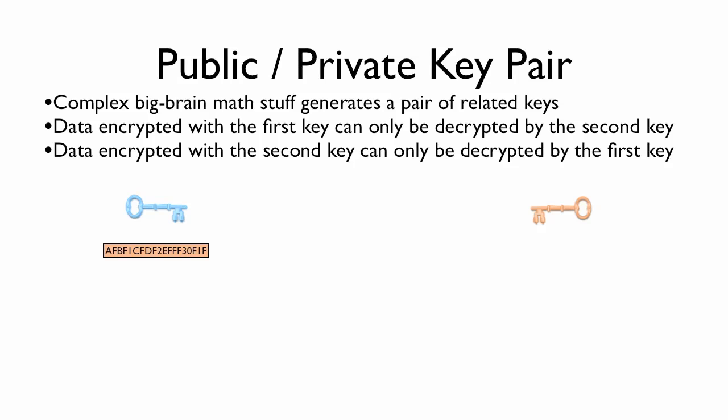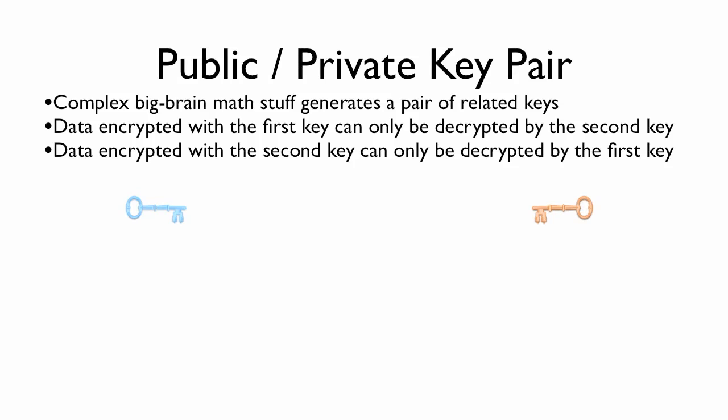If the blue key tries to decrypt it, then the decryption fails. So we send this value over to the orange key, and the orange key is able to decrypt it, turn it back into the original credit card number.